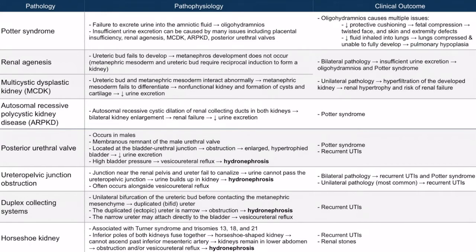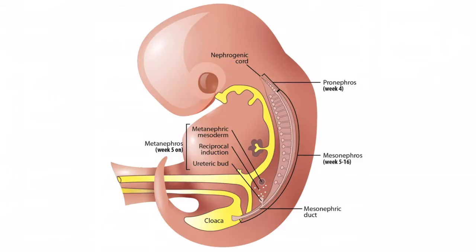So with the background knowledge of Potter syndrome, let's discuss some specific pathologies, starting with renal agenesis. This occurs when the ureteric bud fails to develop. If it fails to develop, then metanephros development will not occur. Recall from the previous lecture that the metanephric mesoderm and the ureteric bud require reciprocal induction to properly form a kidney. So if the ureteric bud isn't present, there will be no kidney. This is the image from the previous lecture which shows the ureteric bud. And you can see that pale pink budding or diverticulum from the mesonephric duct.